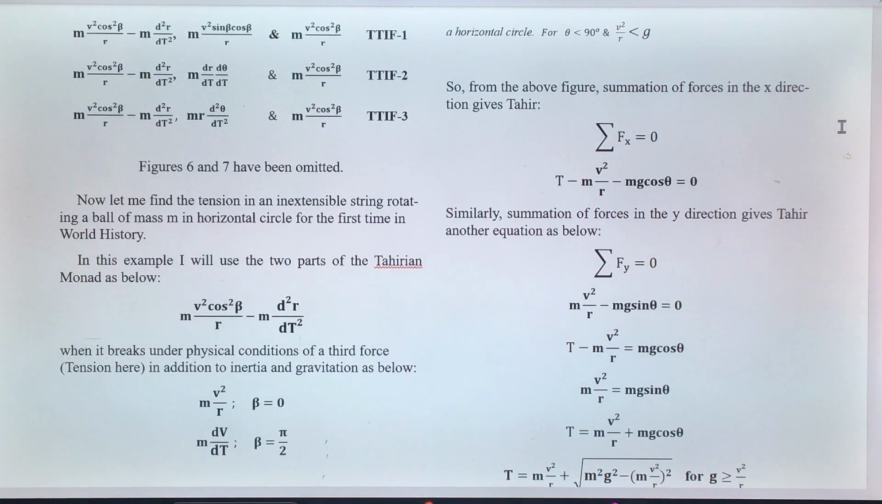Okay guys, in this video I will find the tension in an inextensible string rotating a ball of mass m in a horizontal circle for the first time in world history. In this example I will use the two parts of the Tahirian monad as below.